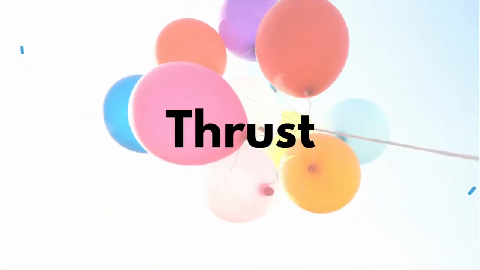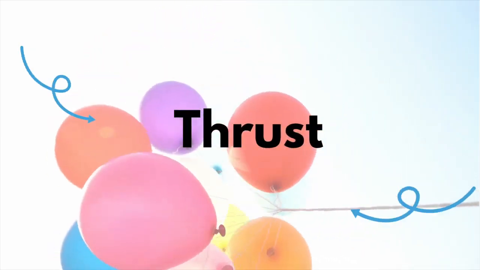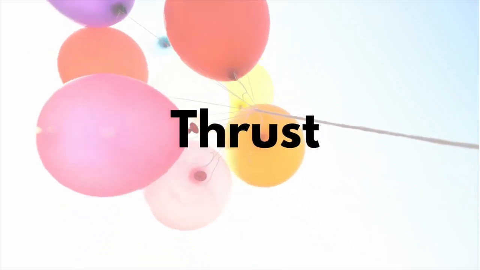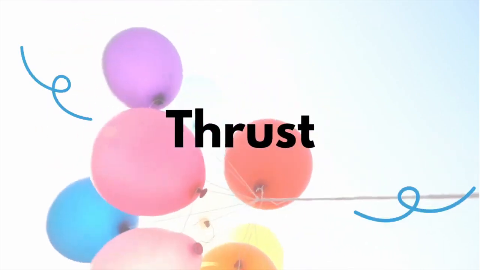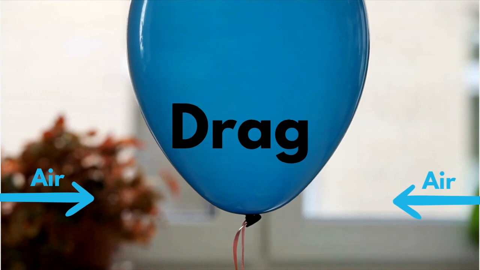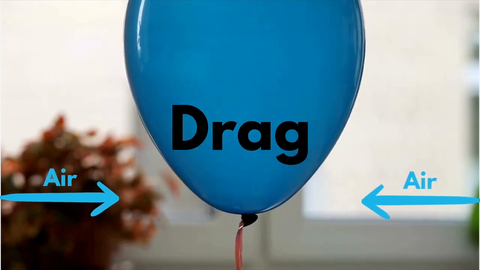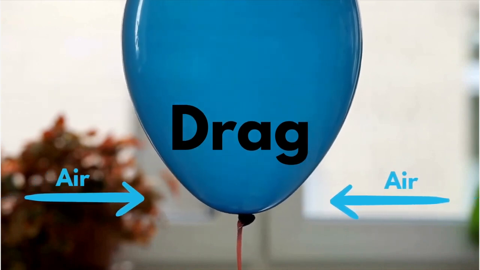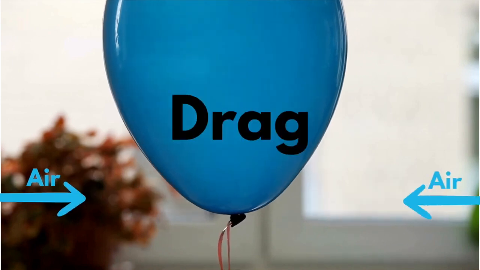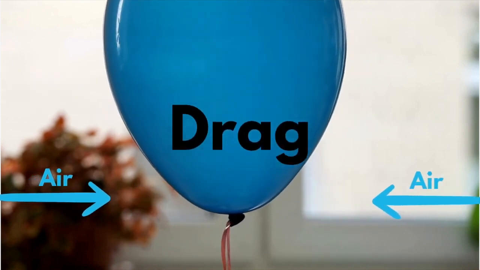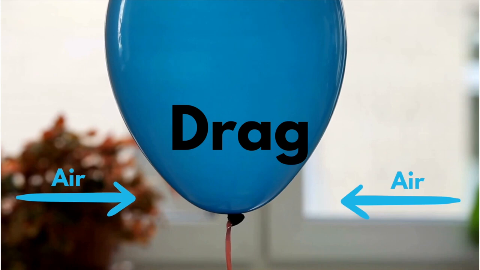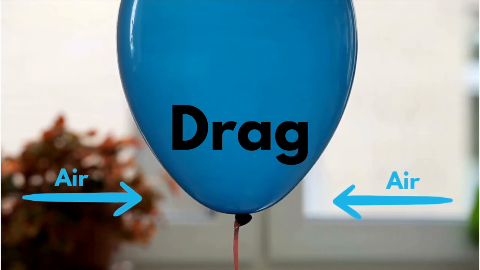Once the balloon is floating, it is moved horizontally by the force of thrust. For a balloon, thrust is supplied by blowing wind. Still air in front of the balloon pushes against the balloon and resists movement. This resistant force is called drag. In order for the balloon to move forward, the force of thrust must be greater than the force of drag.